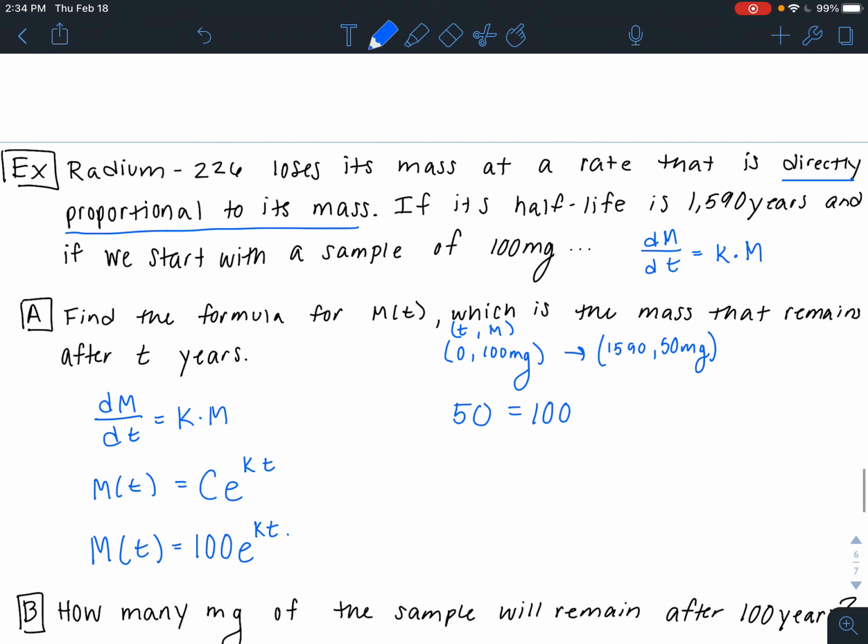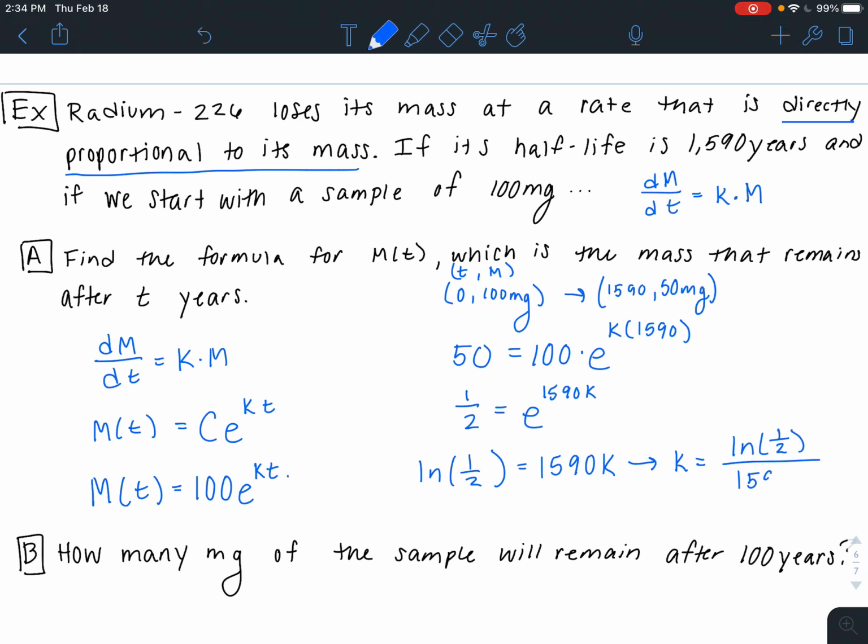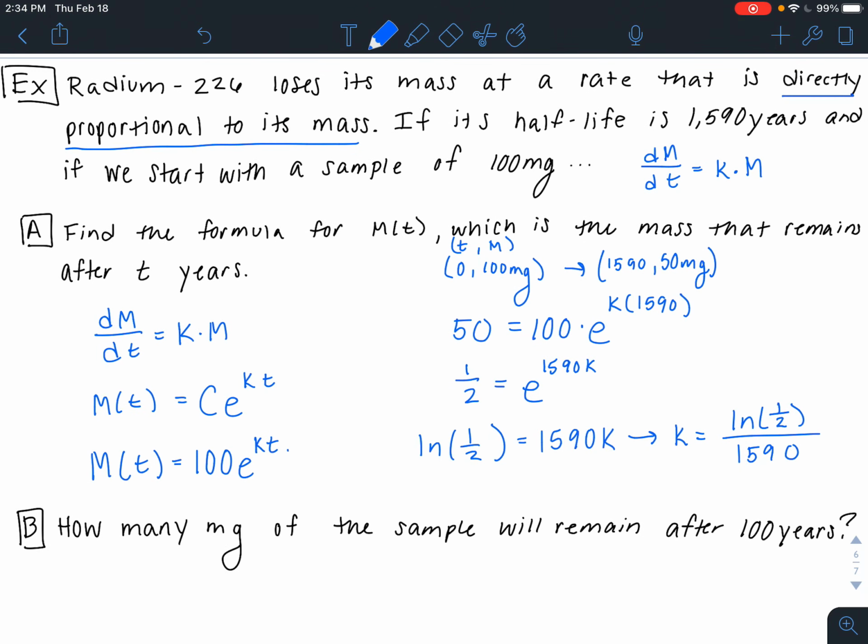So I'm going to plug those values in. My mass is 50, my initial value is 100, times e to the k times 1,590. If I divide both sides by 100, I get 1/2 equals e to the 1,590k. Rewrite that using natural logs, and then divide both sides by 1,590 to get k. So my k value is the natural log of 1/2 all over 1,590.